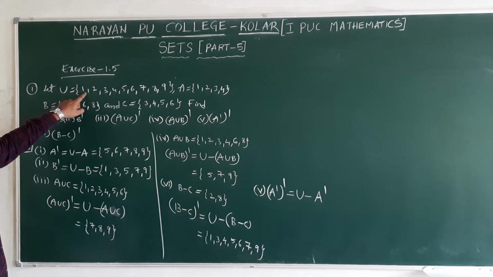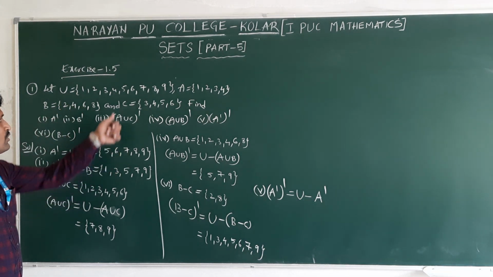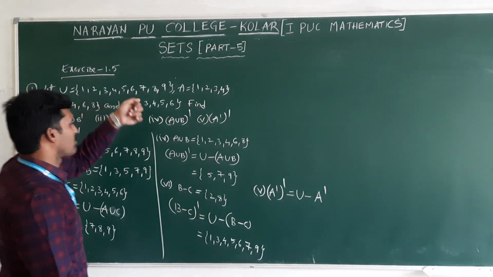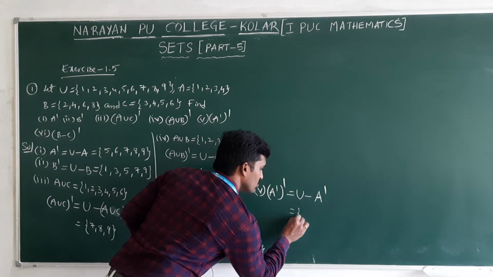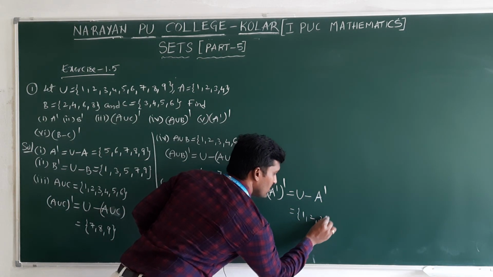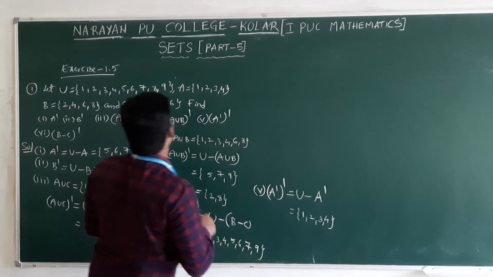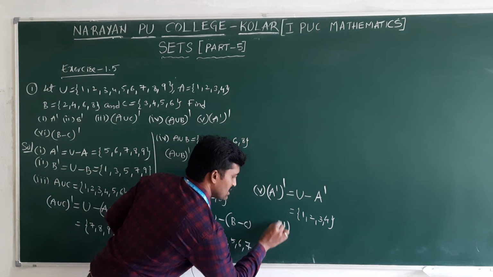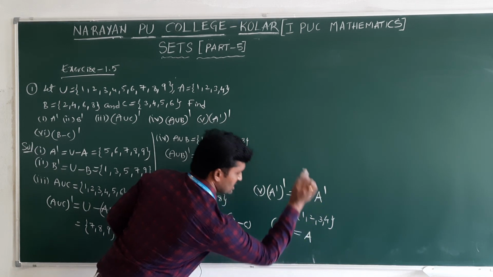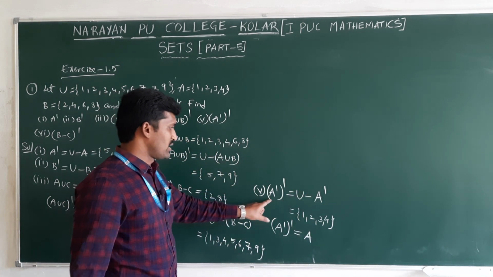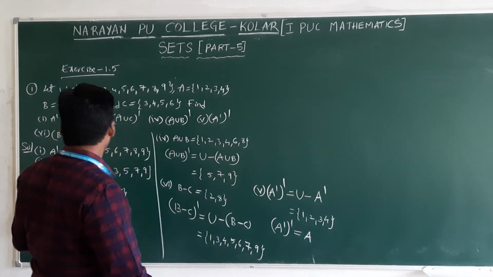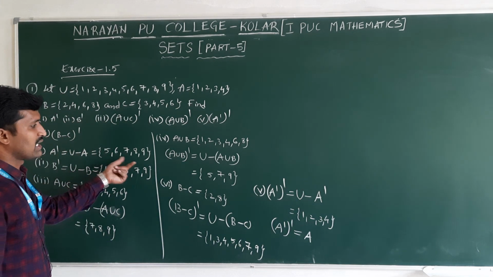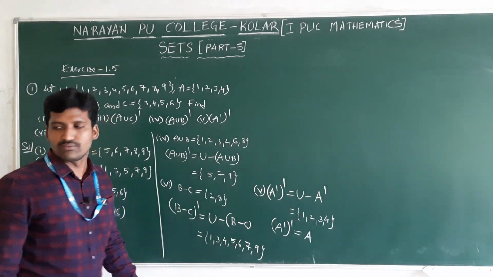From universal set, remove these elements. 5, 6, 7, 8 remove. What will you get remaining? 1, 2, 3, 4. 1, 2, 3, 4 means nothing but what again? A. That's why as per property also, A dash whole dash equal to A. A dash whole dash means from universal set, remove the elements of A dash. You will get the A dash whole dash value.